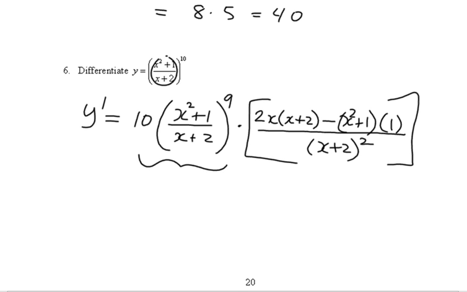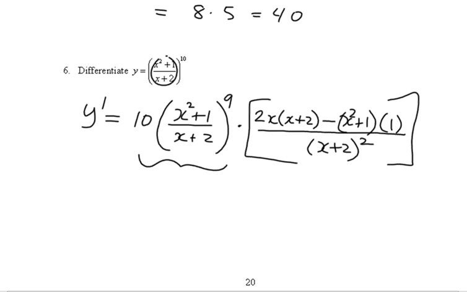Just write down f, x squared plus 1, and follow with the derivative of g. What's the derivative of x plus 2? 1. Isn't it beautiful? And what did I put it over? Did I put it over a derivative? No. I just put it over g squared. So the quotient rule, always finish it with the bottom function squared. Don't do its derivative there.